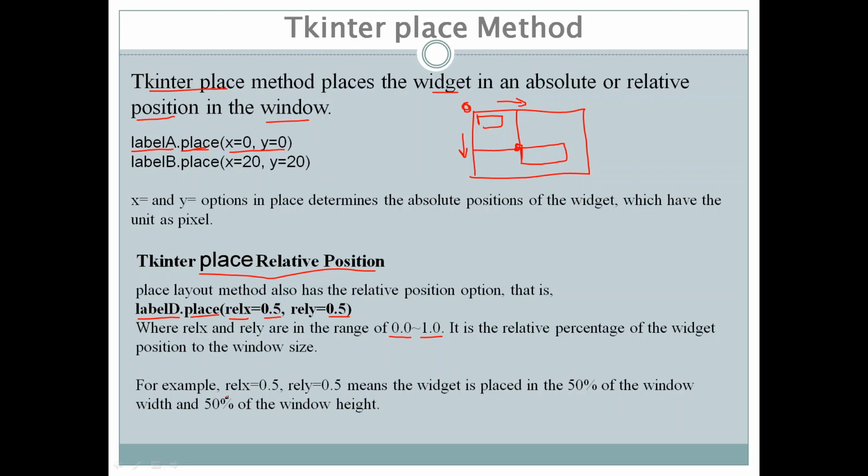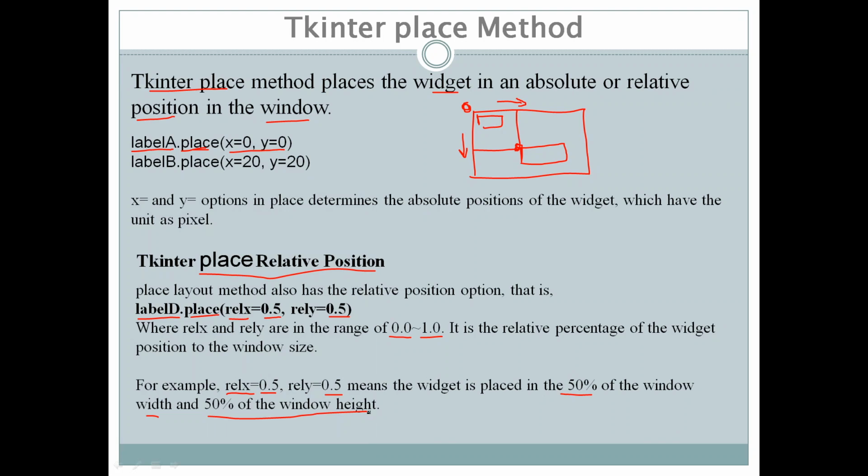Now for example, if I specify relx equals 0.5 and rely equals 0.5, it means the widget is placed at 50% of the window width and 50% of the window height. It considers the total window size, and as per that the widget is placed at 50% of window width and 50% of window height. So relatively a widget can be placed by using the place method. The parameters which you need to pass here are relx and rely.